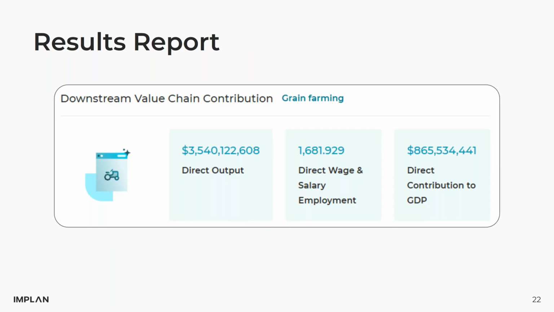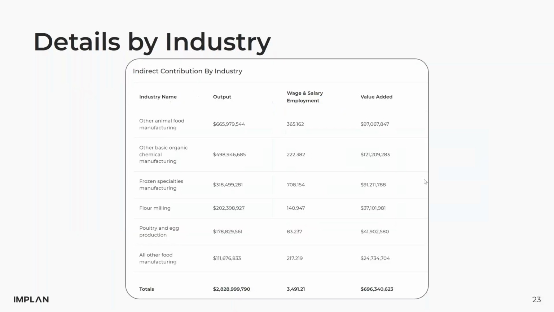Below that, we will see the details by industry. And this is going to show us what the indirect contribution by industry is in terms of output, wage and salary employment, and value added. So who's using corn? Well, animal food manufacturing, basic chemicals, frozen specialties, flour milling, poultry and egg production, all other food, etc. Pretty obvious suspects that show up here in the results.